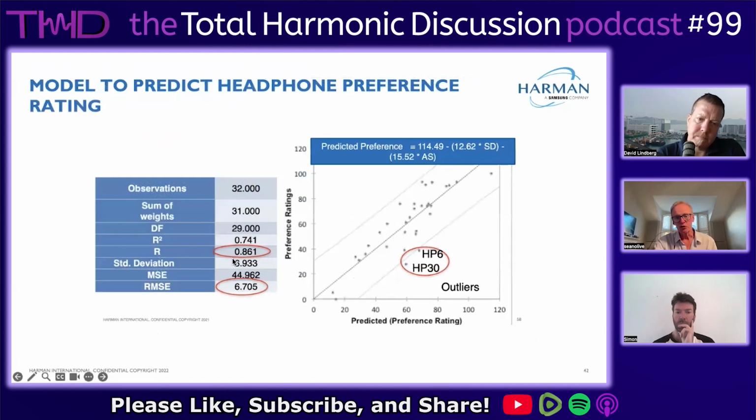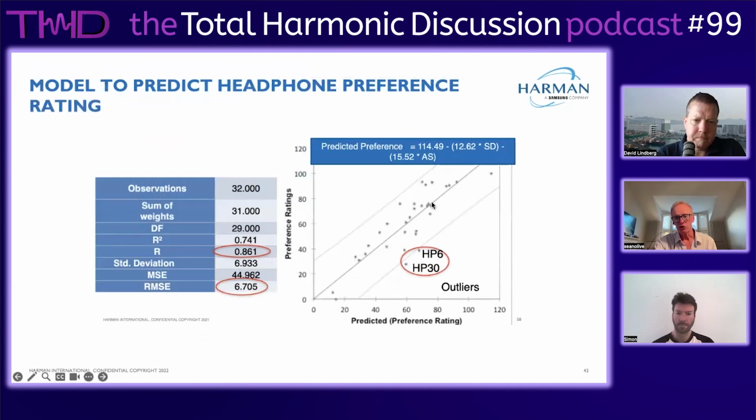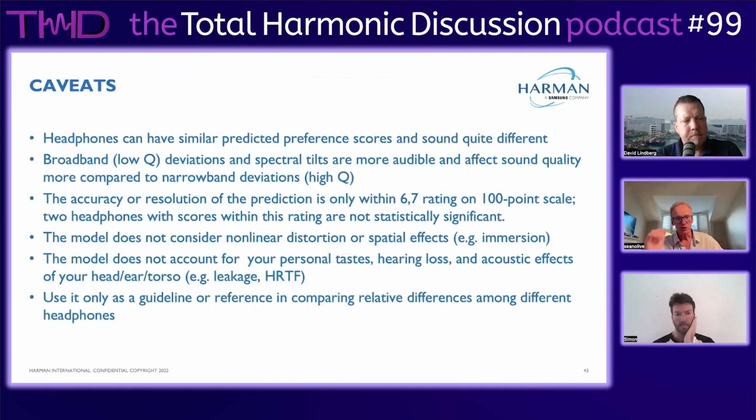So it turned out, just using those two metrics, I could predict the scores of these 31 headphones with a correlation of about 86. And the root mean square error is about 6.7 of a rating on a 100-point scale. So anything within 6.7 of a rating is statistically tied. But it's not too bad that you can get 86% close to a score in a test. So that's basically the target, the science behind it.